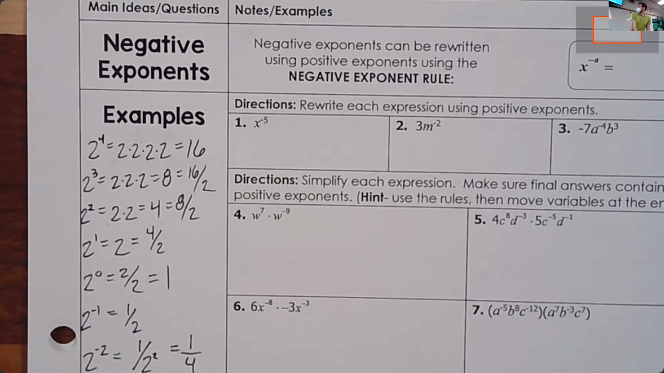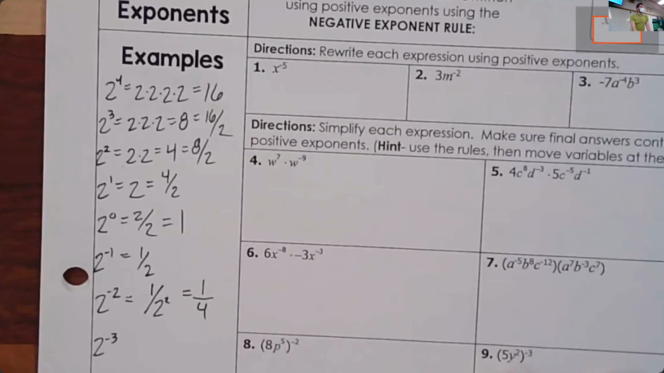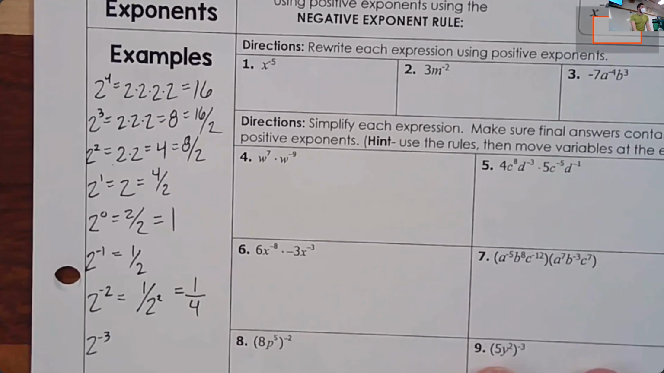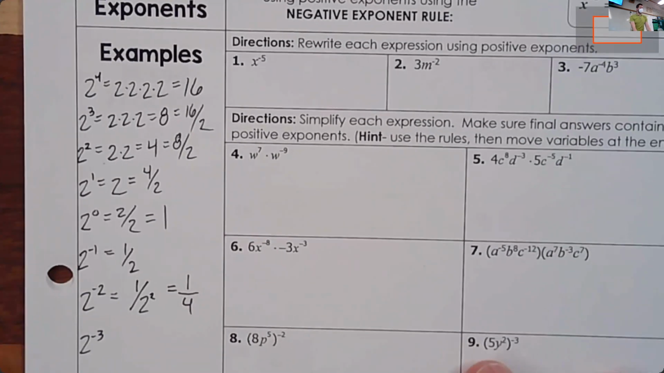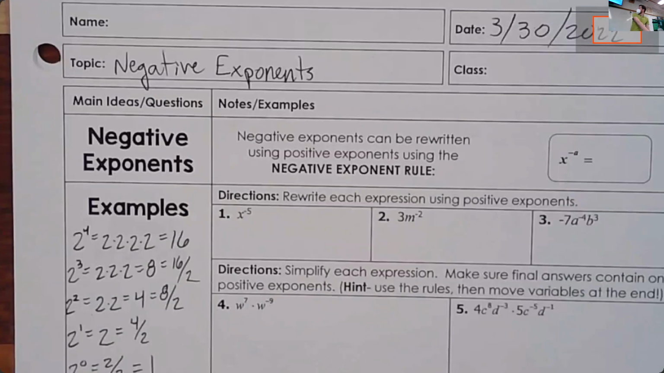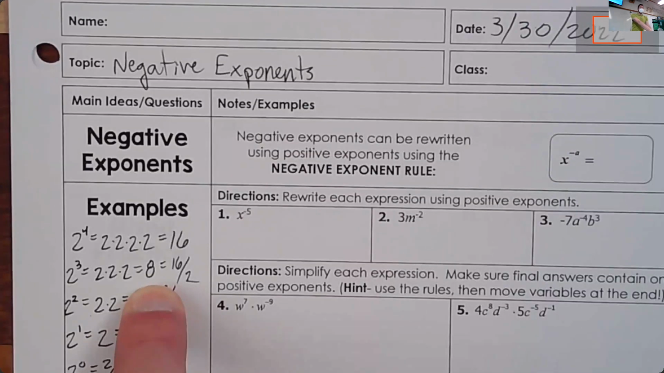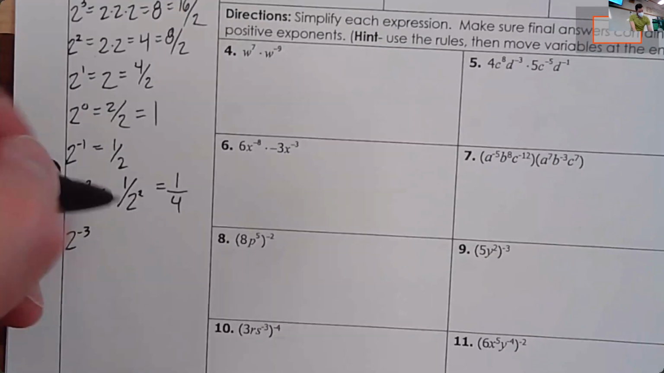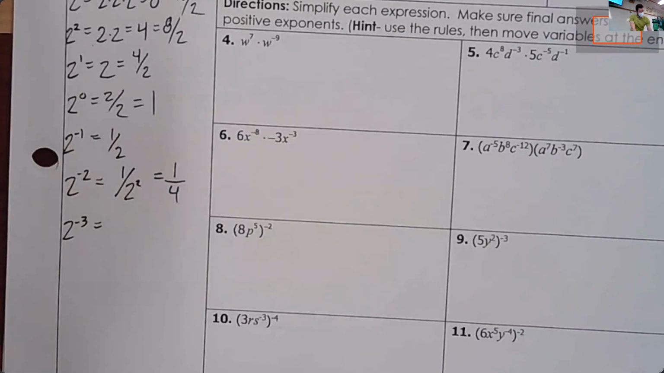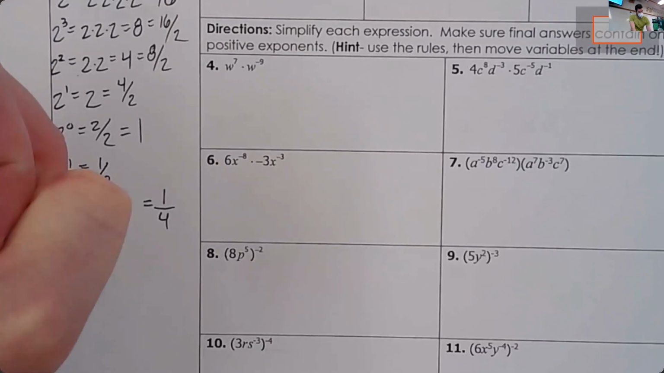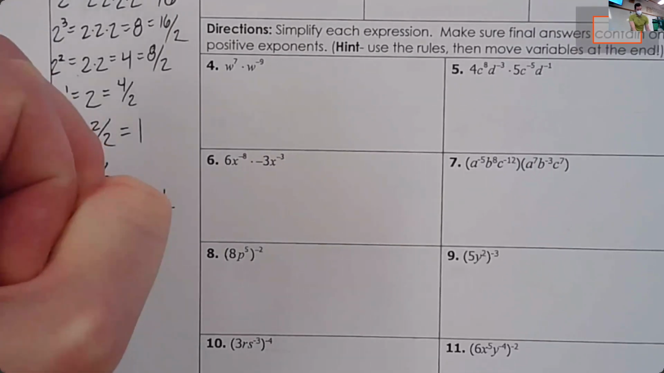Any thoughts on what 2 to the negative 3 would be? What is 2 to the third power equal? 8, right? So 2 to the negative 3 would be the reciprocal of that, which is going to be 1/8. So it's actually equal to 1 over 2 to the third power, which equals 1/8.